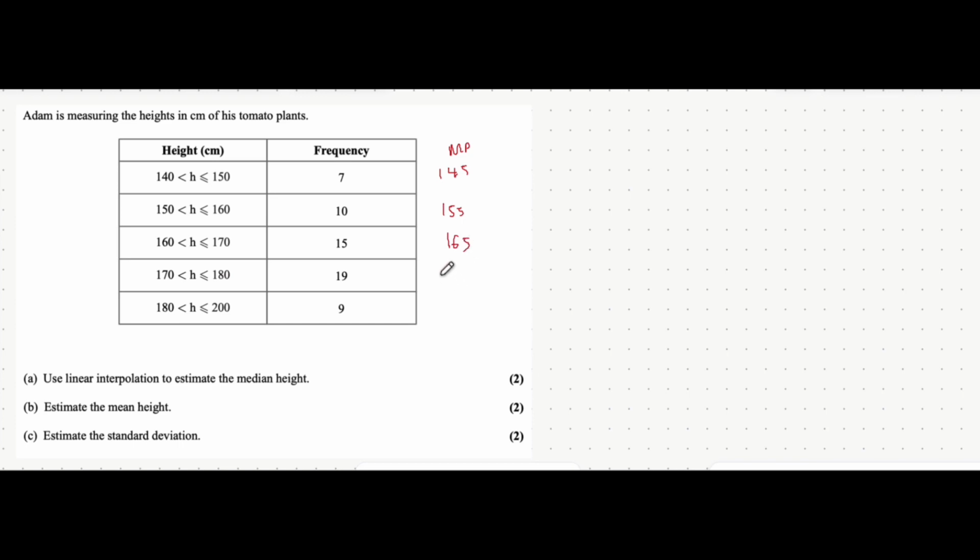I'm showing you guys now how to find the midpoint of the interval. Be careful of this one because it's an interval width of 20. So you have to halve it by 2, which gives 10, and you add that on to 180 to get 190. How do you then find the median height?